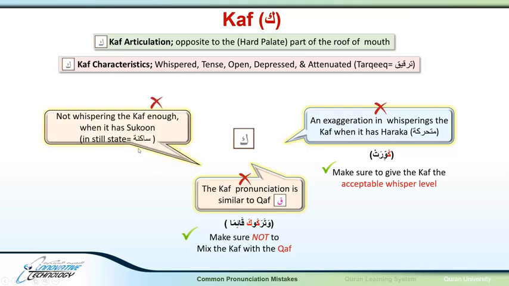The last mistake for the kaf is the opposite of the first one. In the first we were exaggerating the whispering. Here we're not whispering at all. We're not whispering the kaf enough when it has sukoon, when it is in the still state. An example of that was this. Rak. And let's listen to Sheikh Al-Husari pronouncing it properly. Concentrate on the kaf. Vikrak. So there is some whispering left there, and what you need is to award enough whispering characteristic to the kaf to make it apparent and not to amputate it.